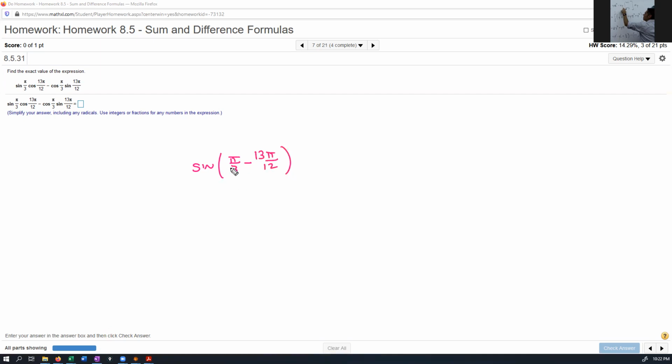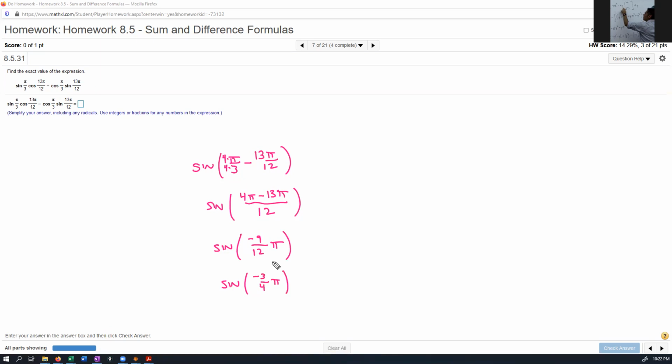So what we need to do here is get a common denominator between those. So I multiply 4 on top and bottom here. So this is sine of 4 pi minus 13 pi, all over the common denominator 12. And this is sine of, let's see, on top we get negative 9 over 12 pi. And this is sine of, reduce that fraction, negative 3 over 4 pi.